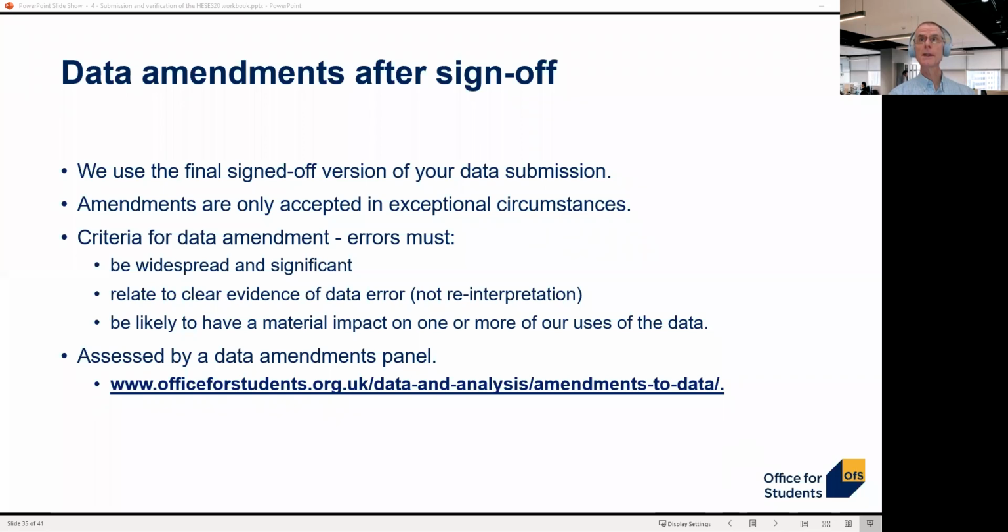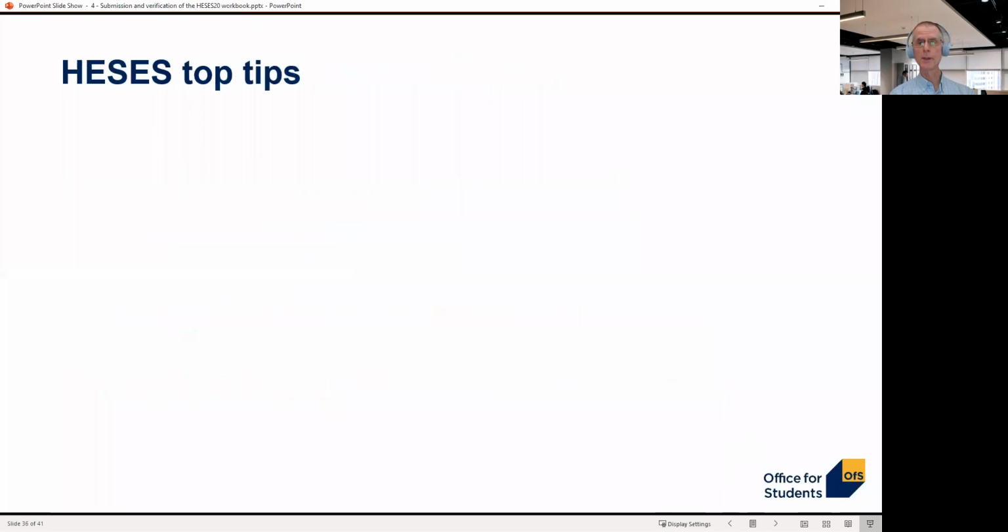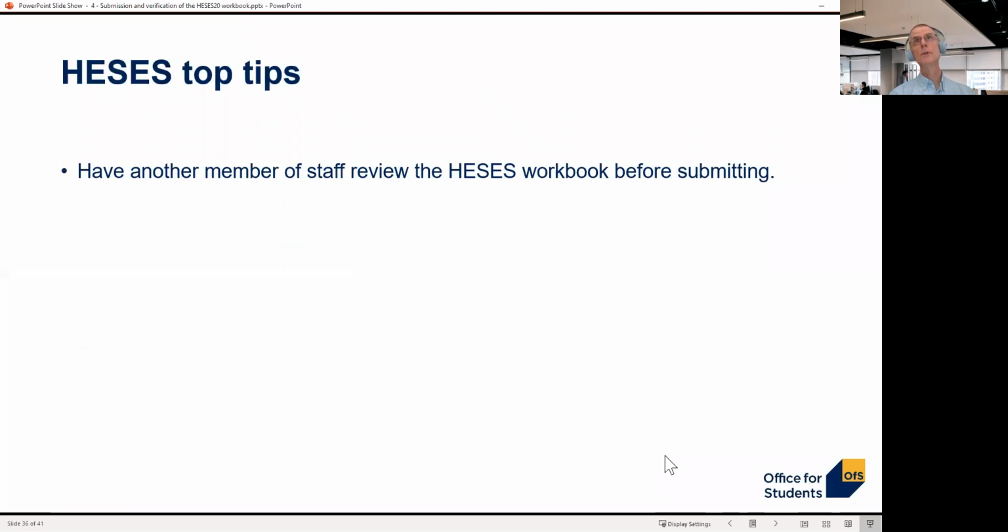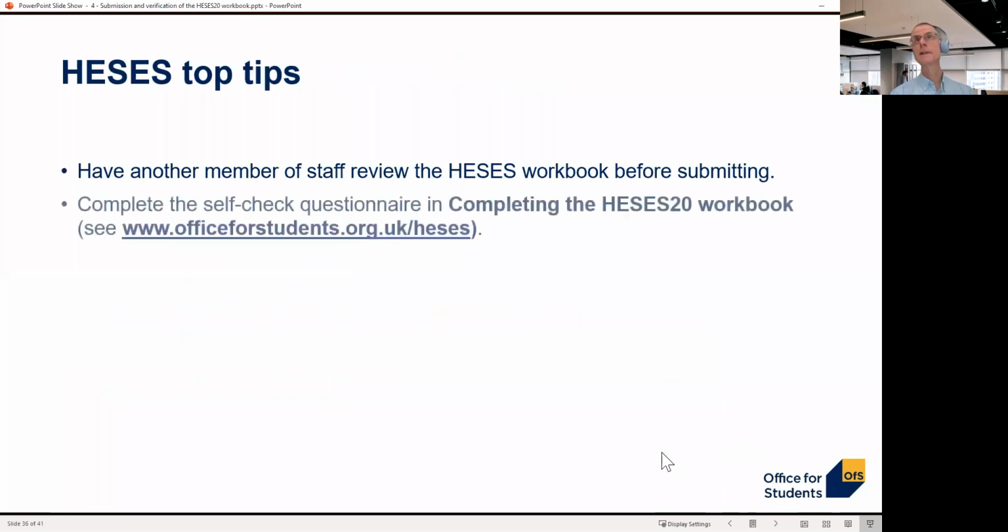So let's just start to bring things together here by collating some of the things that we've already been talking about, and introducing one or two other things to remember when you're going through the data verification process. It's a good idea to have another member of staff review the workbook before you submit it. If you look at the completing the HESES20 workbook document available in the usual place, there's a self-check questionnaire in there, and I very strongly recommend that you go through that and make sure that you can answer yes to all of the questions in that.